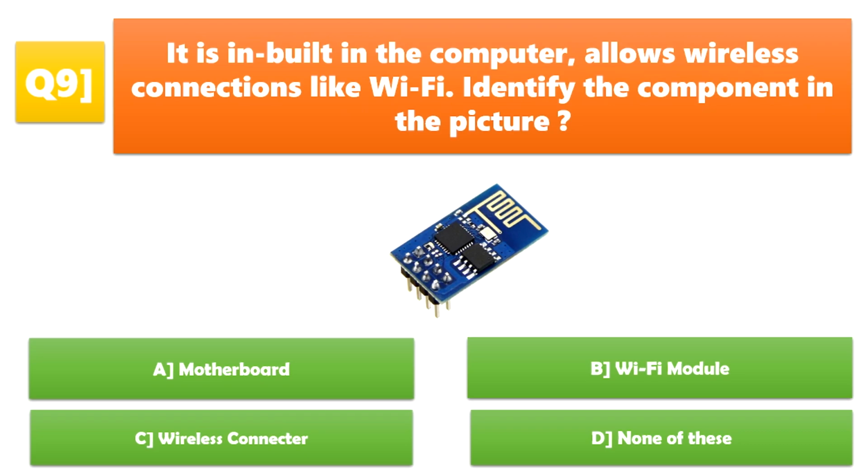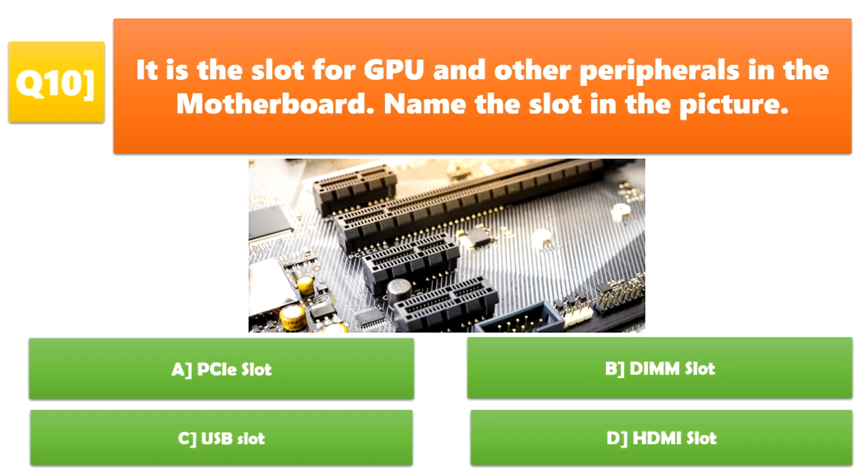It is inbuilt in the computer and allows wireless connections like Wi-Fi. Identify the component in the picture. A. Motherboard, B. Wi-Fi module, C. Wireless connector, D. None of this. B. Wi-Fi module is the correct answer.